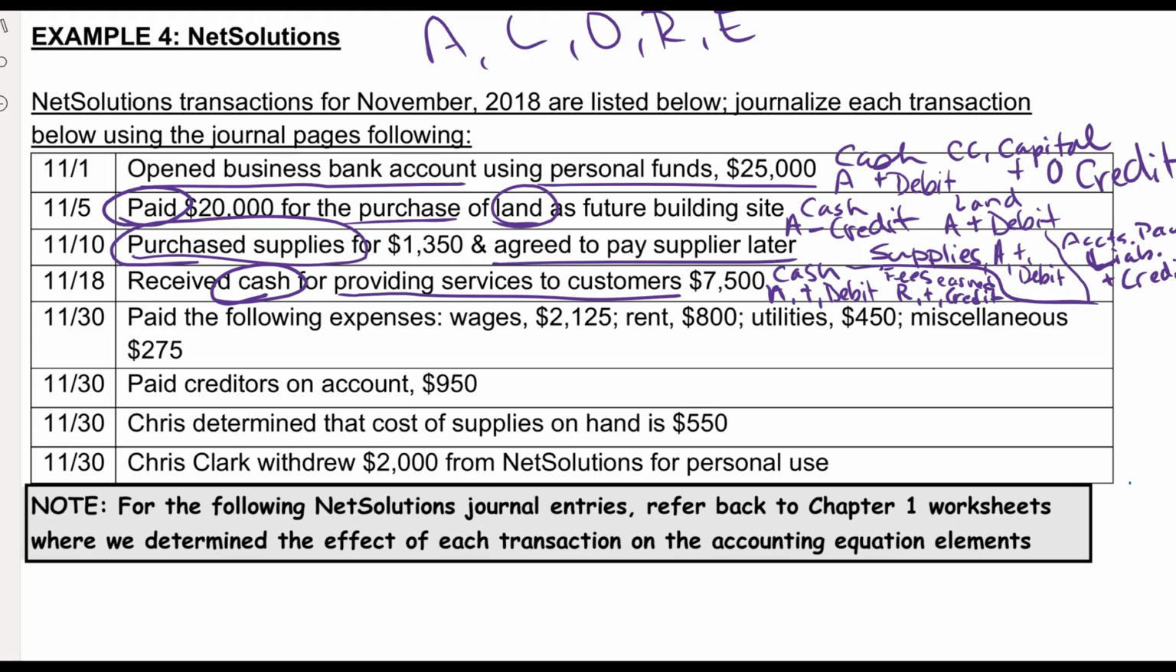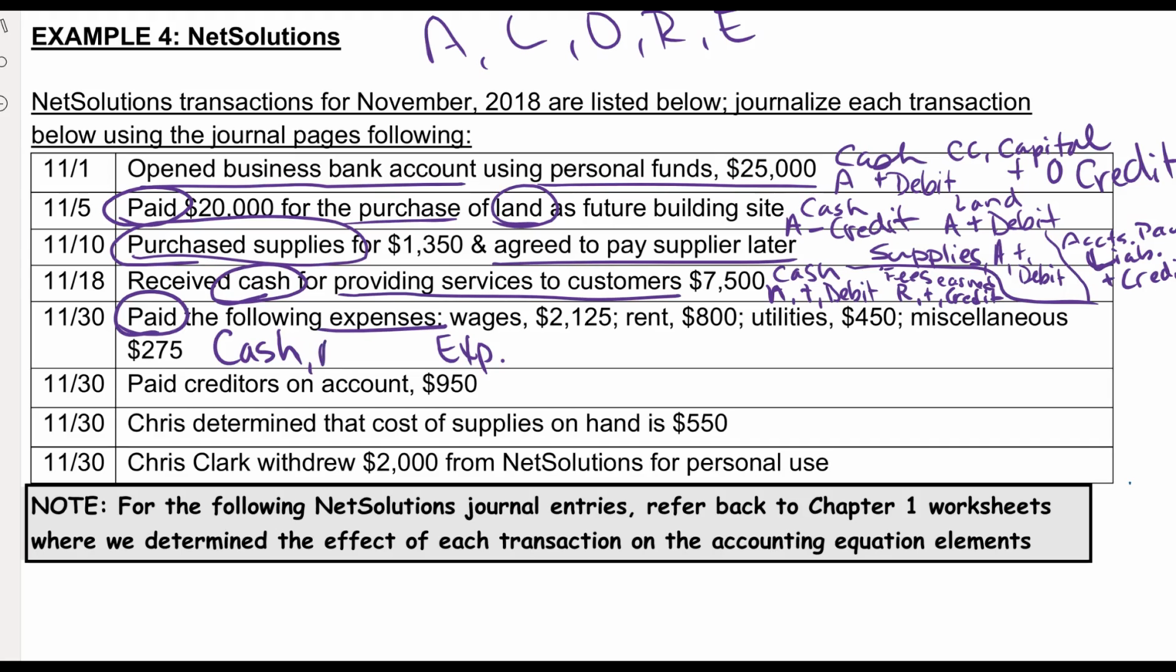All right, so for the next one, paid the following expenses. So we've got the word paid as our keyword. That tells us that cash is involved. And then we've got expenses. Well, I'm just going to write expenses here because I don't want to write every one of them. We're going to have to list them out separately in the entry. But just for the sake of going through these steps, I'm going to just say expenses.